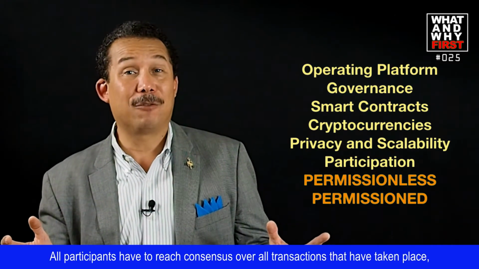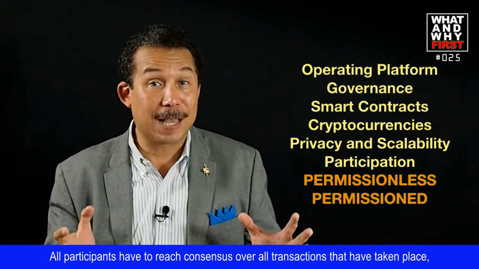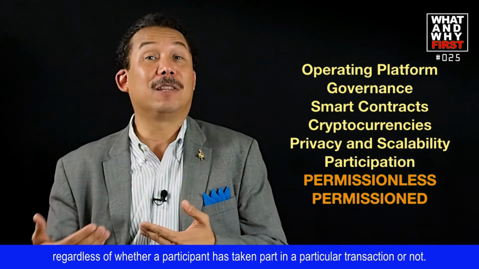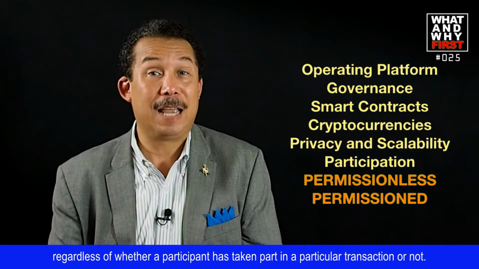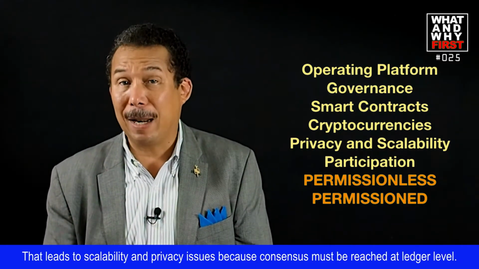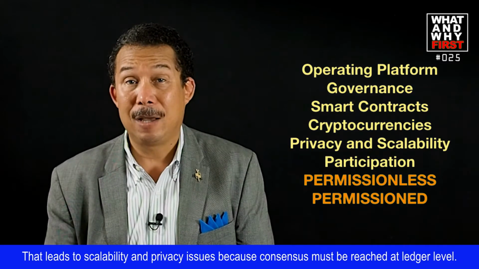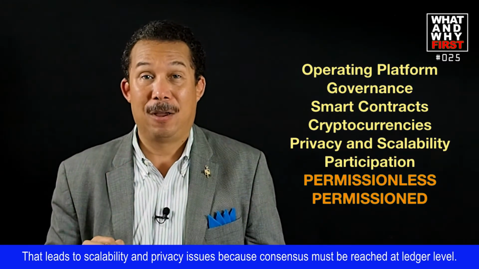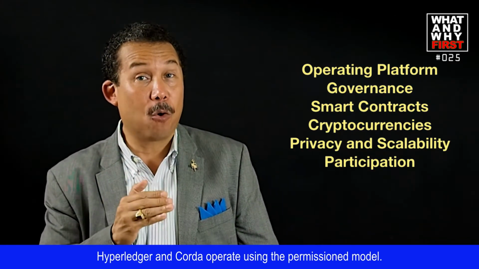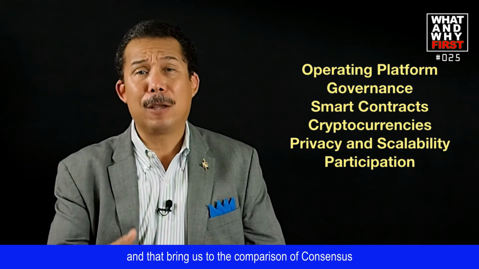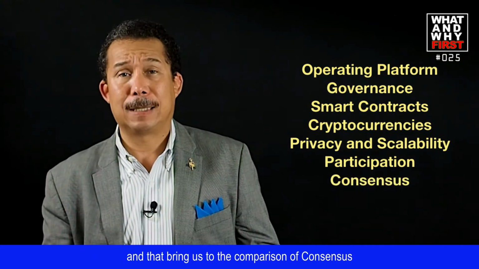All participants have to reach consensus over all transactions that have taken place, regardless of whether a participant has taken part in a particular transaction or not. That leads to scalability and privacy issues, because consensus must be reached at the ledger level. Now, Hyperledger and Corda operate using the permissioned model. And that brings us to the comparison of consensus.